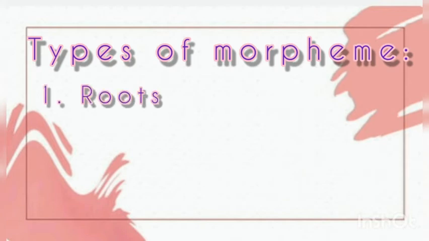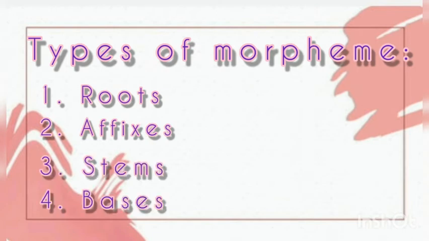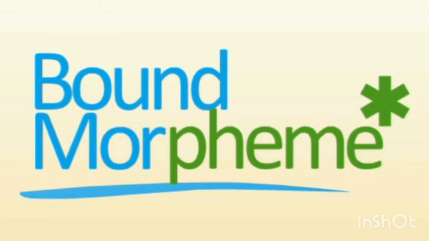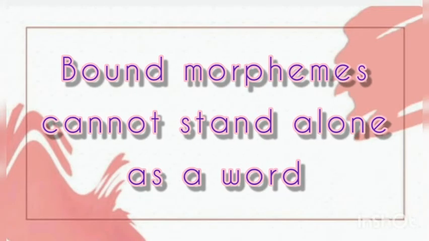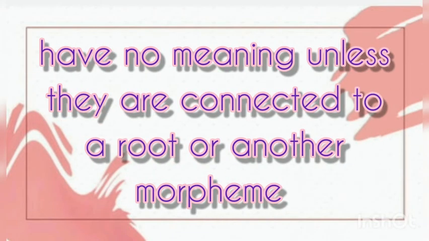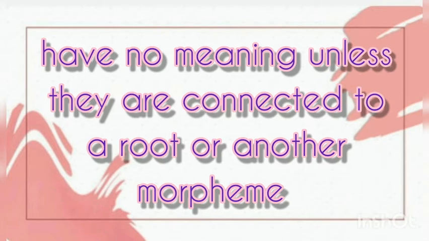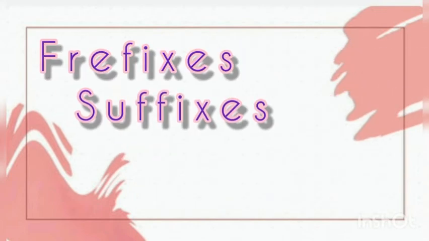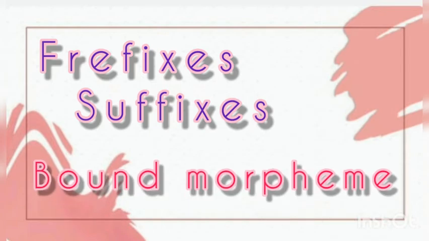And there are four types of morpheme, namely roots, affixes, stems, and bases. And in this video, I will give more explanation about roots which cannot stand alone, namely bound morphemes. Bound morphemes cannot stand alone as a word and have no meaning unless they are connected to a root or base word, in some cases to another morpheme. Prefixes and suffixes are two types of bound morpheme.